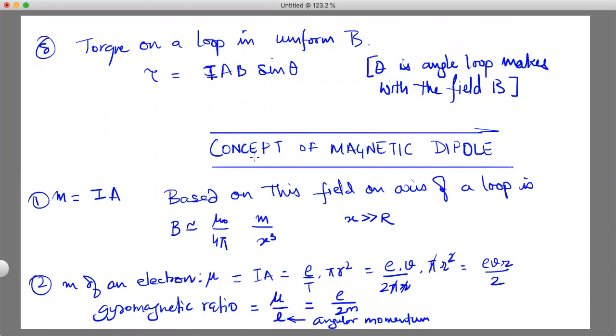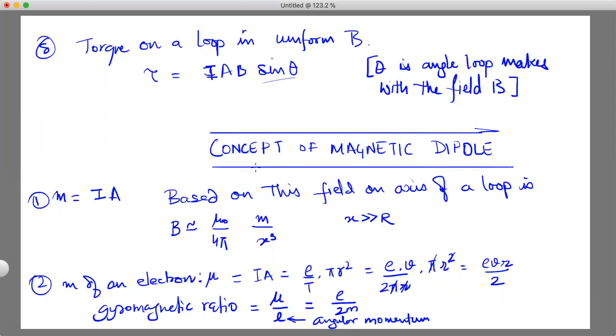This is also something that you should remember as a relationship, can be used in numericals. And then the other thing to remember, like the force on a straight conductor, is the torque. This is also used in an electric motor or in the galvanometer, which is I, area of the loop, into B, and the sine of the inclination of this loop to the field. So this relationship of torque is also to be remembered.